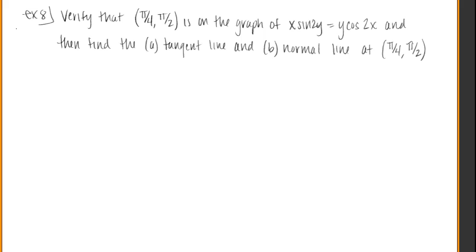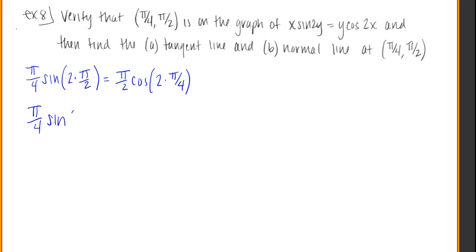So x value pi over 4 times the sine of 2 times pi over 2 needs to equal pi over 2 times the cosine of 2 times pi over 4. Okay, so pi over 4 times the sine of pi needs to equal pi over 2 times the cosine of pi over 2. Well, all of that right there is 0. The sine value at pi is 0. So, yep, it's looking like 0 equals 0. So we can check that off.